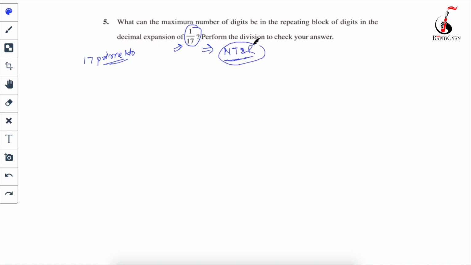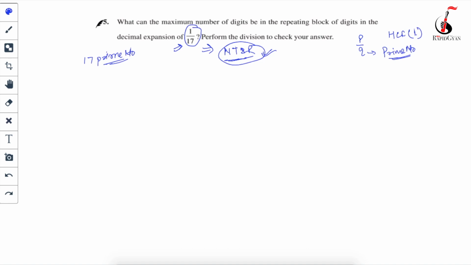Okay, this means if a rational number is in the form of p by q, where p and q are co-prime numbers, remember, co-prime numbers are those numbers whose common factor is always equal to 1, correct? So here p upon q, and in that case if q is a prime number, your answer is always going to be non-terminating and repeating. So just remember this.